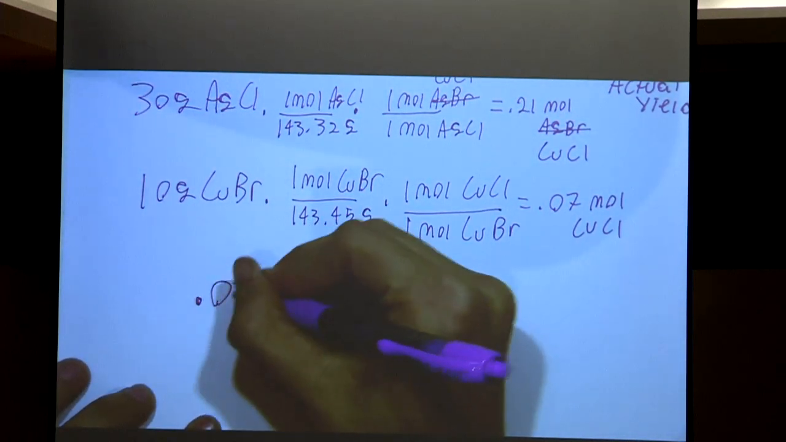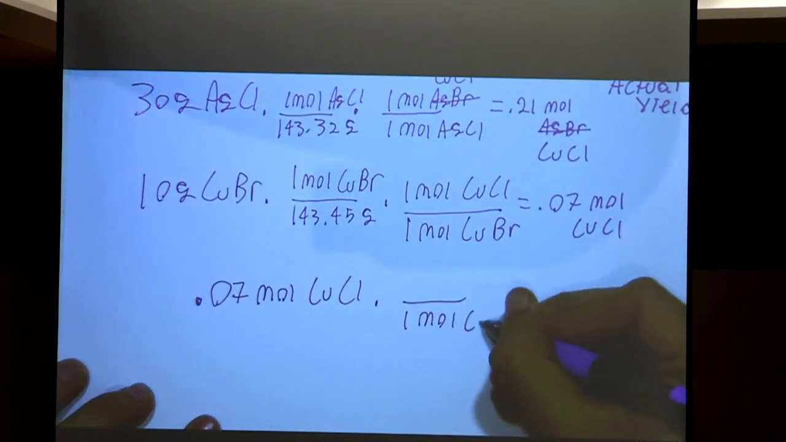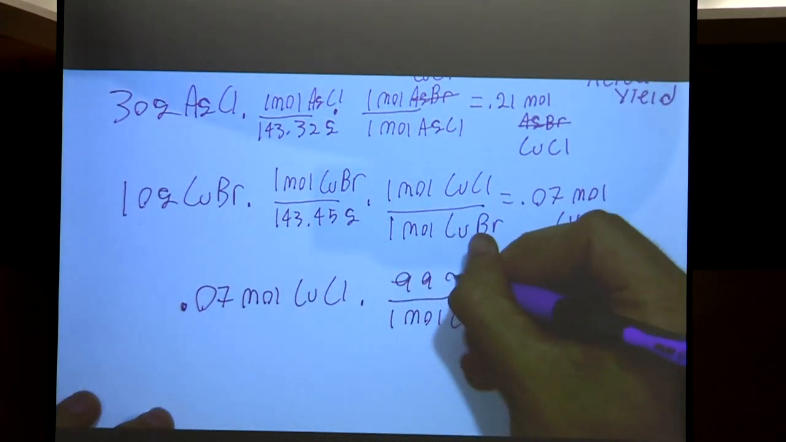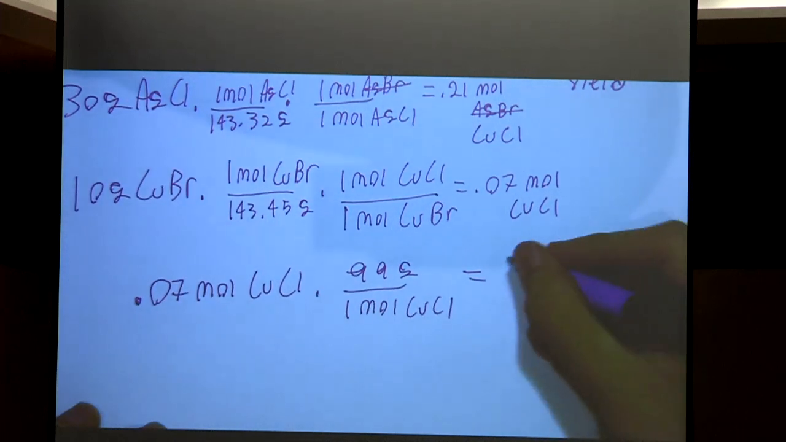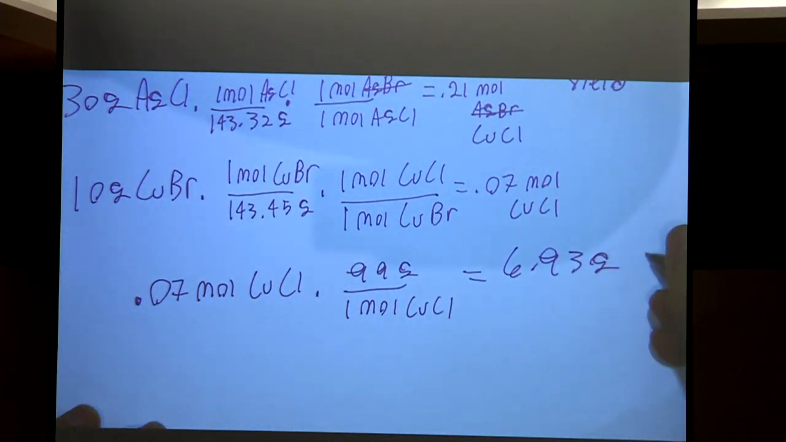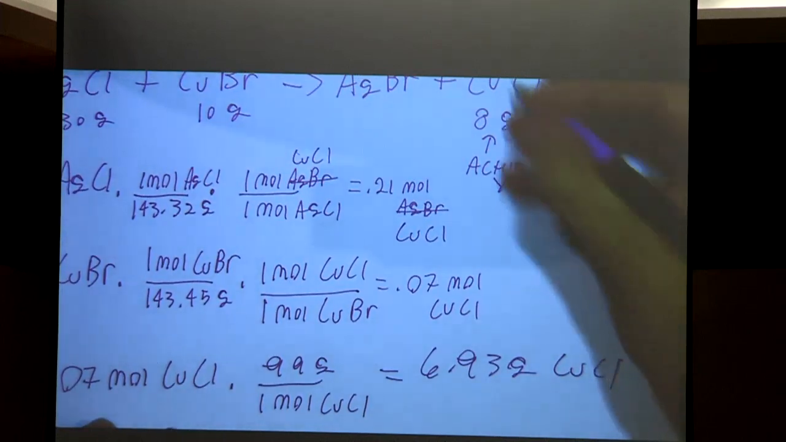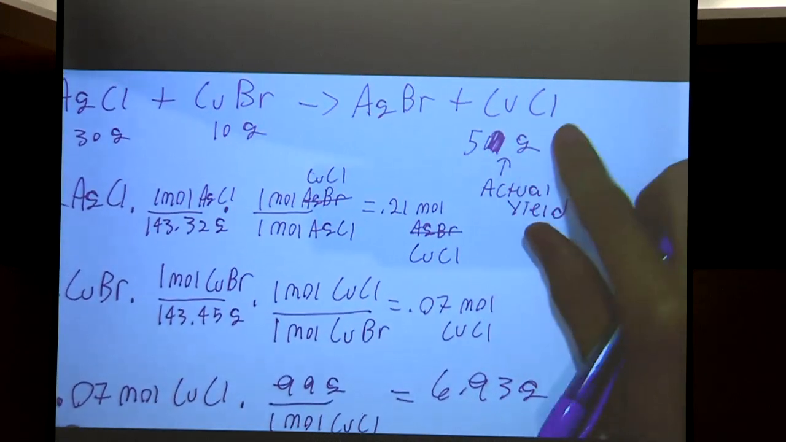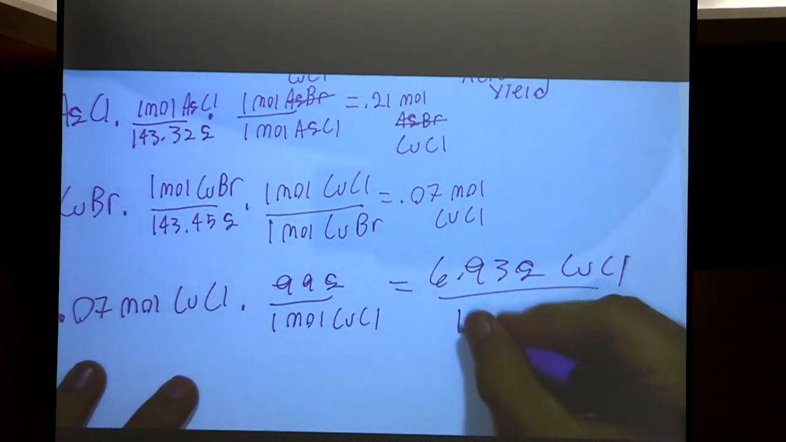So 0.07 moles of CuCl. And I know 1 mole of CuCl is 99 grams. So what I'm actually going to find, and this is an error on me, so you get 6.93 grams of the CuCl. So let's change, just to make sure I'm right, let's change the actual yield to 5 grams. So now I've got 5 grams of CuCl. So this is our theoretical yield.